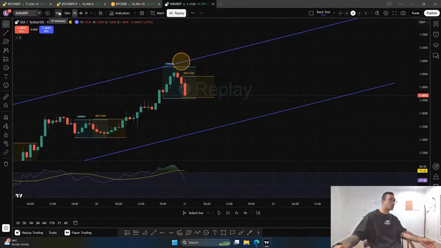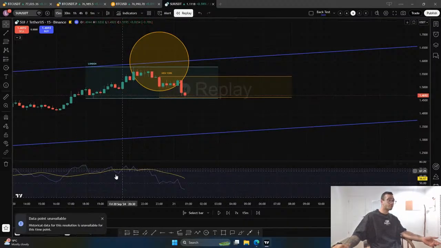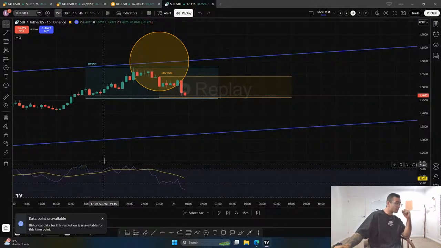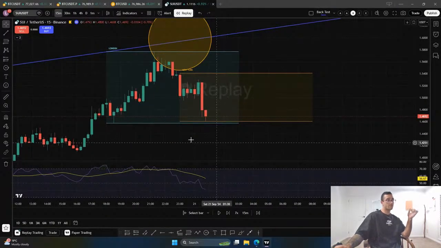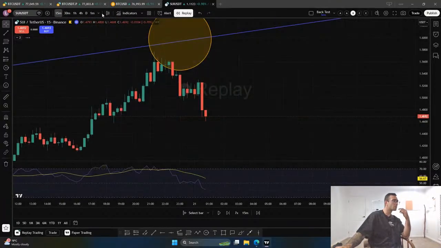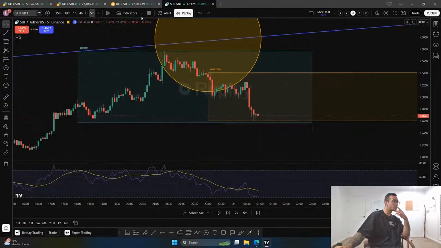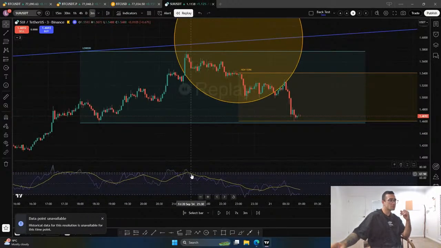So if I go to the 1 minute, data point unavailable, historical data for this resolution is unavailable for this time point. Well, that's stupid. All right, it looks like we're trading on the 15-minute then. How low can we go? Can we go to 5 minutes? Yeah. What else are we going? Can we go to 3 minutes? Yeah. Can we go to 2 minutes? No. Stick to the 3 minutes for now.